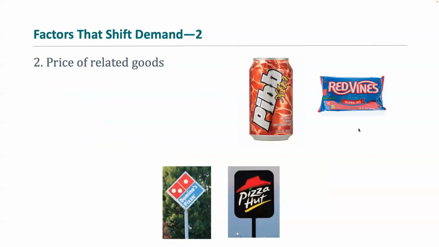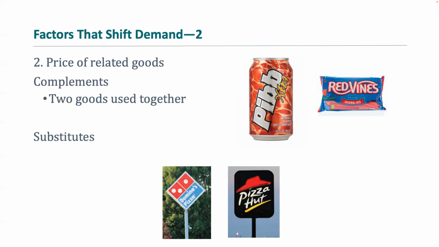Now, another thing that shifts demand is going to be the price of related goods. So these are changes in anything other than price that's going to affect that demand curve or make it jump. And this is where we start to look at complements and substitutes. So complements are two goods that are typically used together, whereas substitutes are goods that can be used in place of each other. We always want to work through to think of what's going to happen with demand.